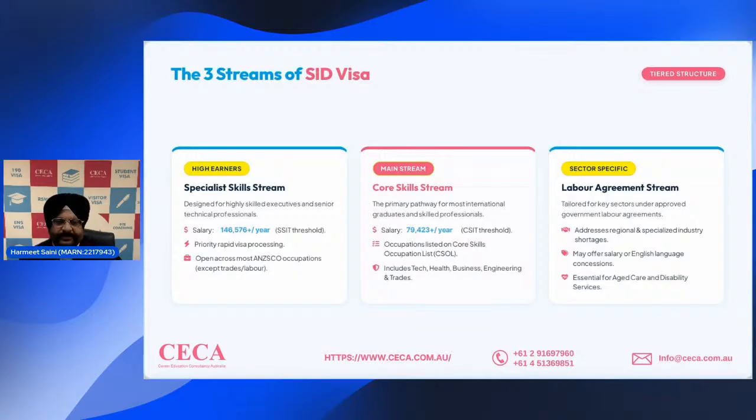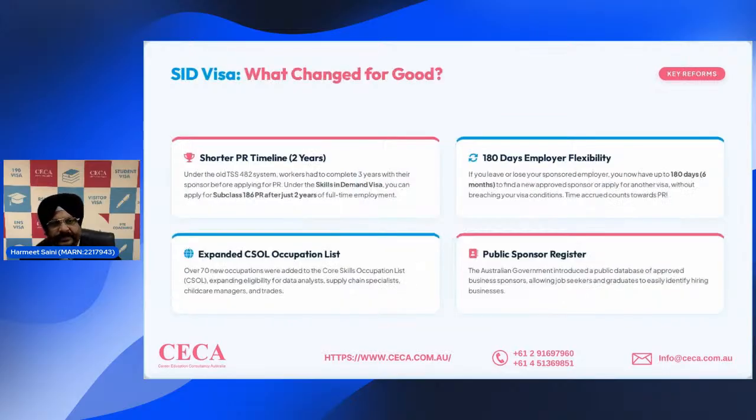So this is the main criteria for the different streams of the skill in demand visa, which is the employer sponsored visa subclass 482. The main advantage of this employer sponsored visa is a few changes the government has made recently in the previous year. They shortened the timeline. Previously, when people were sponsored on the other visa category, 457, workers had to work at least 3 years with the employer who nominated and sponsored them, only then becoming eligible for permanent residency.